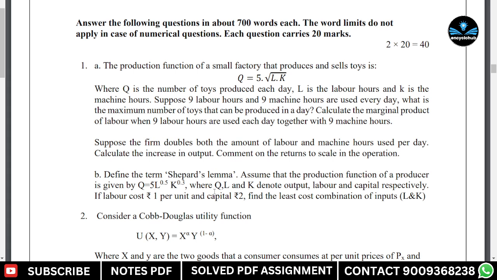Suppose the firm doubles both the amount of labor and machine hours used per day. Calculate the increase in output. Comment on the returns to scale in the operations. And define the term Shephard's lemma.